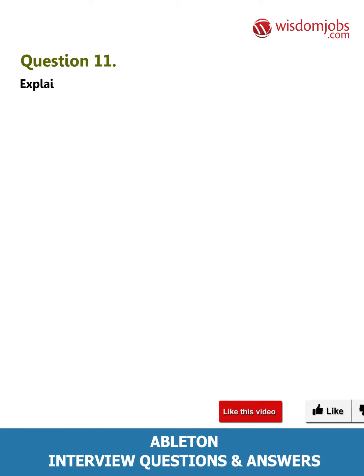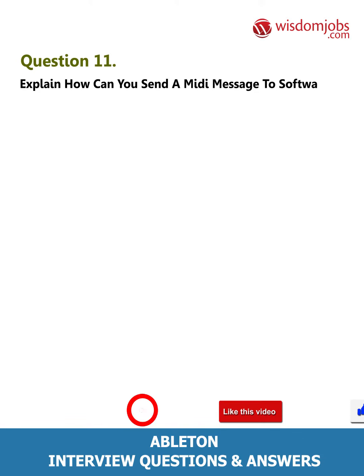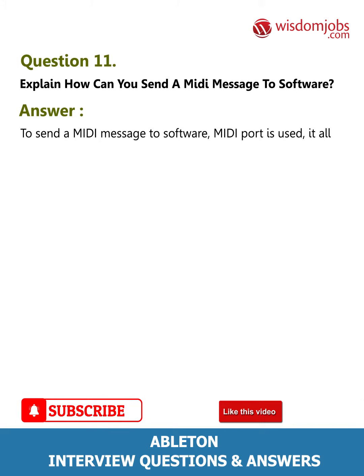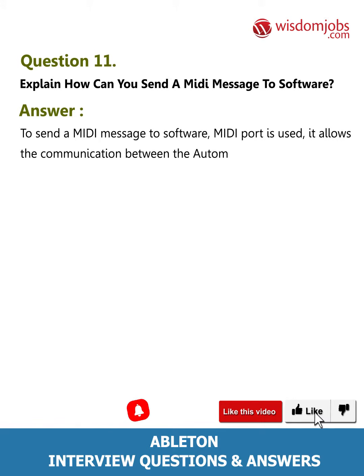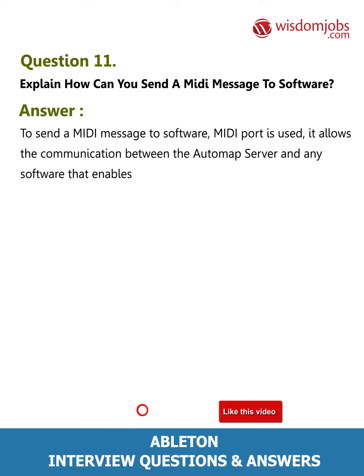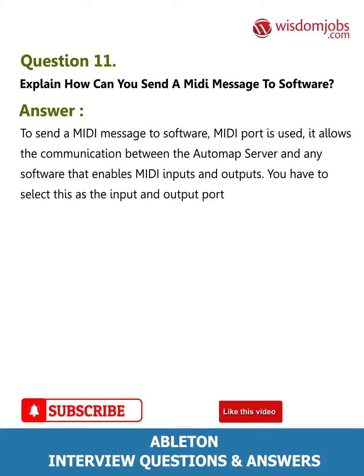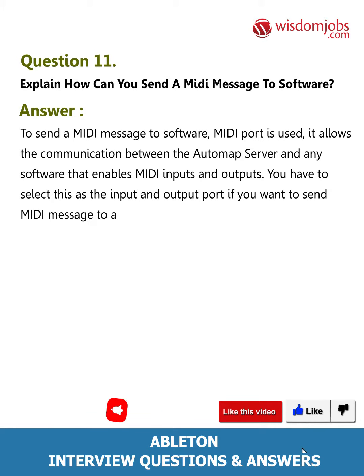Question 11. Explain how can you send a MIDI message to software? Answer. To send a MIDI message to software, MIDI port is used. It allows the communication between the AutoMap server and any software that enables MIDI inputs and outputs. You have to select this as the input and output port if you want to send MIDI message to a DAW or plugin within a DAW.